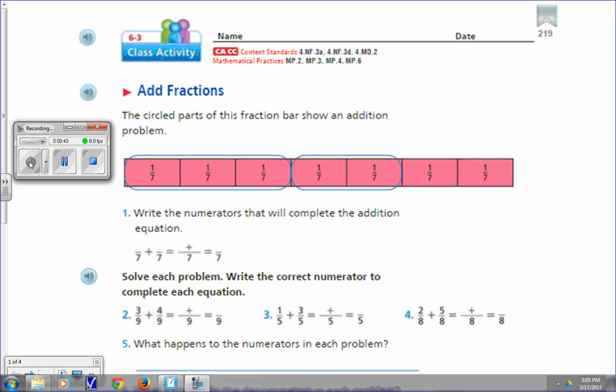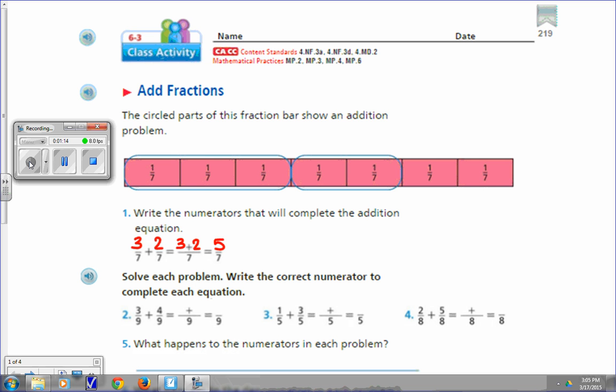So to add fractions, you need to still think of the whole picture. And the circled parts of this fraction bar show an addition problem. So I have one circle with 3/7 in it and one circle with 2/7 in it. So if I do 3/7 plus 2/7, I have 3 plus 2 equals 5/7.